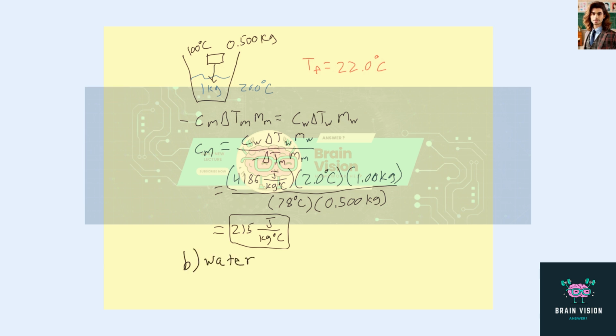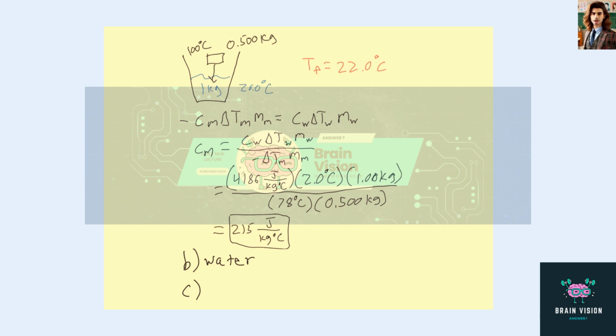Part C asks us, if the system had not been ideal and heat had been lost to the environment, how would our answer to part A change? So the idea here is that if we had lost heat to the surrounding environment, the final temperature would have been lower, say 21 degrees instead of 22. So if we were to look at how that affects the equation, that would mean the change in temperature of the water would have been less. The change in the temperature of the metal would have been more.